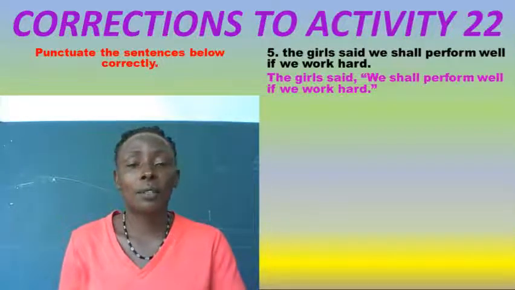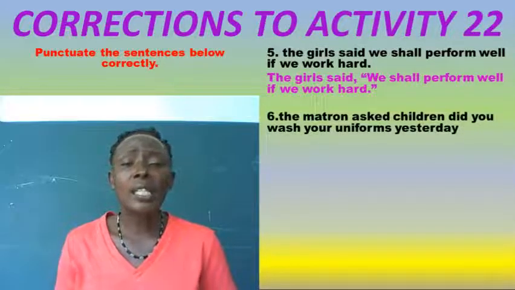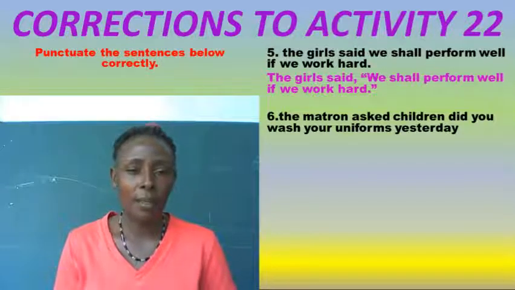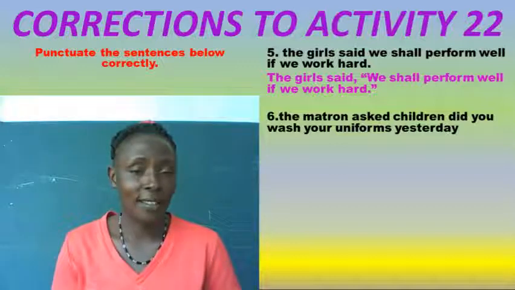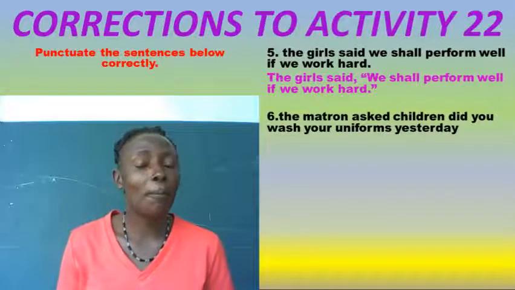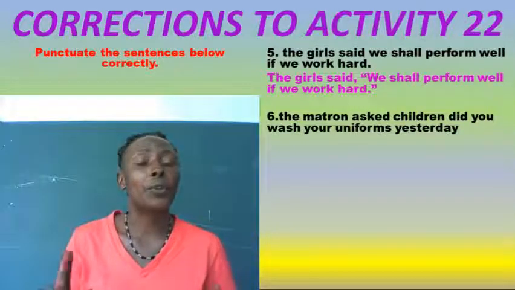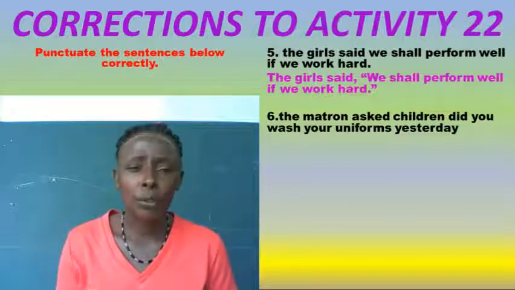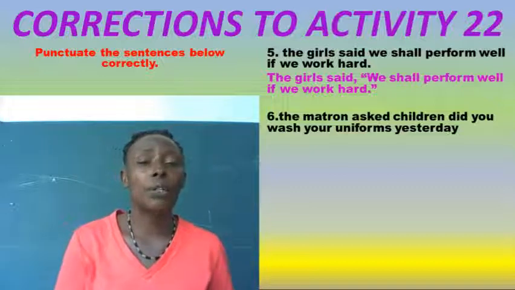Let's look at question 6. Question 6 is, the matron asked children, did you wash your uniforms yesterday? Let me repeat it. The matron asked children, did you wash your uniforms yesterday? So the statement is in interrogative form, but we need to punctuate it. Remember, we're looking at sentences in direct speech, whereby we need to learn how to punctuate them correctly. So here our question begins with the speech tag and ends with the actual words. So we want to punctuate it.